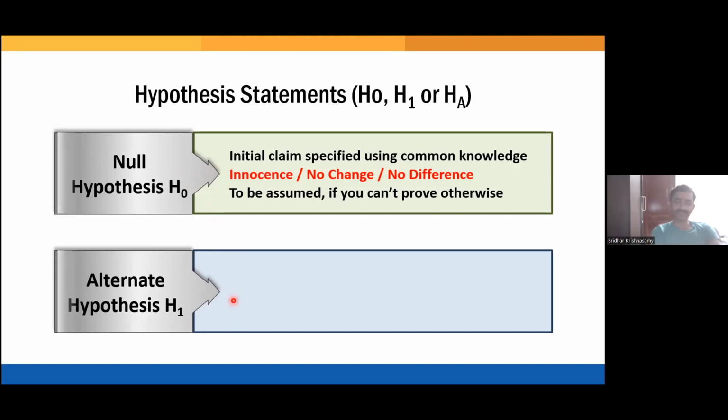But what I'm trying to say is how to frame the statement. If you frame the statement in such a way that it is a statement of equality, then it should be named as null and the symbol is H0. Statement of innocence, statement of no change, statement of no difference. These are all null hypothesis, right? And the alternate hypothesis? What is the alternate hypothesis? The opposite to null.